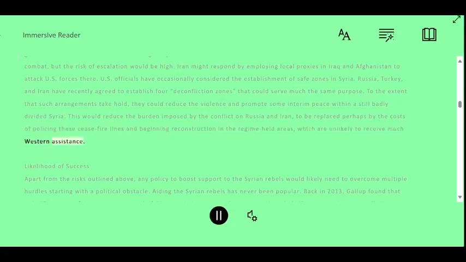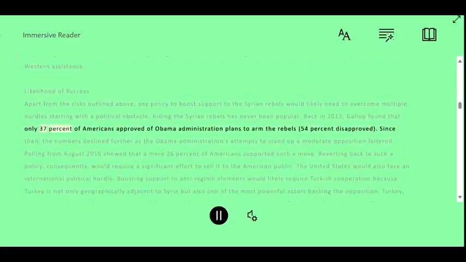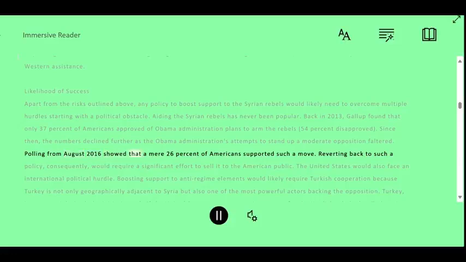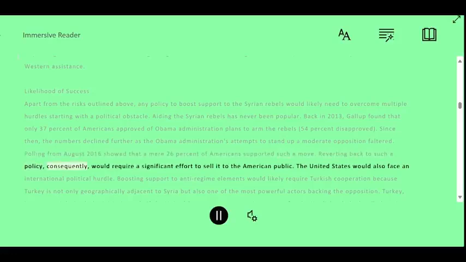Likelihood of success: apart from the risks outlined above, any policy to boost support to the Syrian rebels would likely need to overcome multiple hurdles, starting with a political obstacle. Aiding the Syrian rebels has never been popular. Back in 2013, Gallup found that only 37% of Americans approved of Obama administration plans to arm the rebels, 54% disapproved. Since then, the numbers declined further as the Obama administration's attempts to stand up a moderate opposition faltered. Polling from August 2016 showed that a mere 26% of Americans supported such a move. Reverting back to such a policy, consequently, would require a significant effort to sell it to the American public.